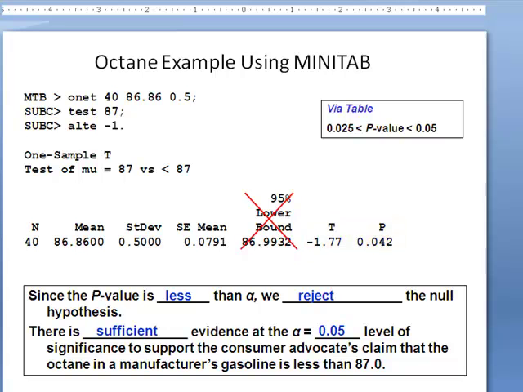So since that p-value was less than alpha, we reject the null hypothesis, so there's sufficient evidence at a 0.05 level of significance to support the consumer advocate's claim that the octane in a manufacturer's gasoline is less than 87.